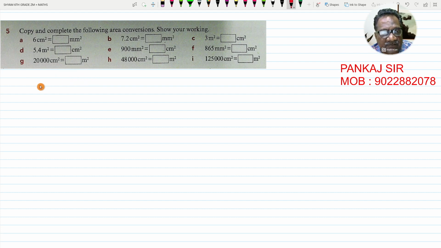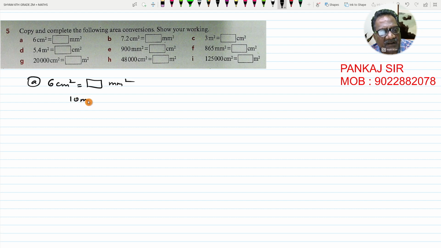So to start with, let us start with the sub question A. It says that 6 centimeters squared is equal to how many millimeters squared? Now, simple question. You can see 6 centimeters squared. You have to convert it and write it in millimeters squared. The very first thing that you should know is what is the conversion factor between millimeter and centimeter. So, the conversion factor is this one.